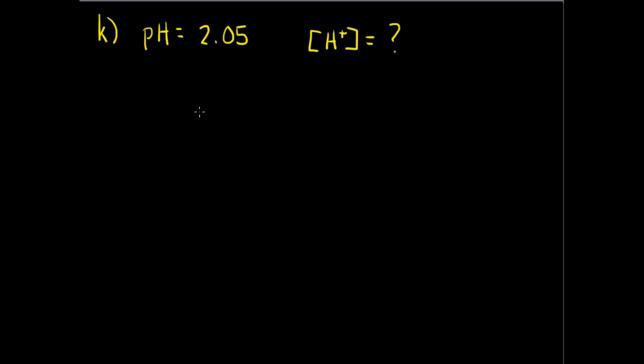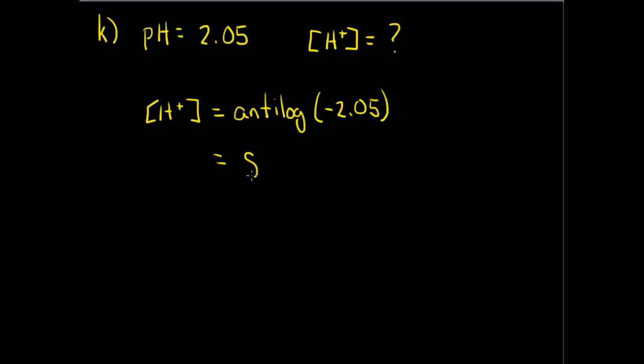Letter K is pretty straightforward. We have our pH of 2.05, and we want to know our hydrogen ion concentration. To get to our hydrogen ion concentration from our pH, all we have to do is antilog the negative pH. Antilog negative 2.05. Run that through the calculator, and we get right about 8.9 times 10 to the minus 3rd molar.